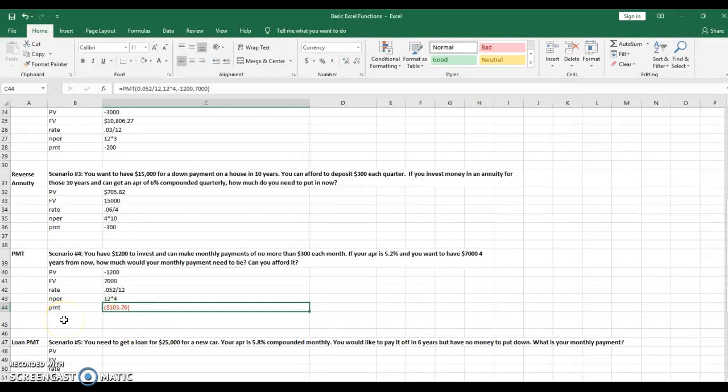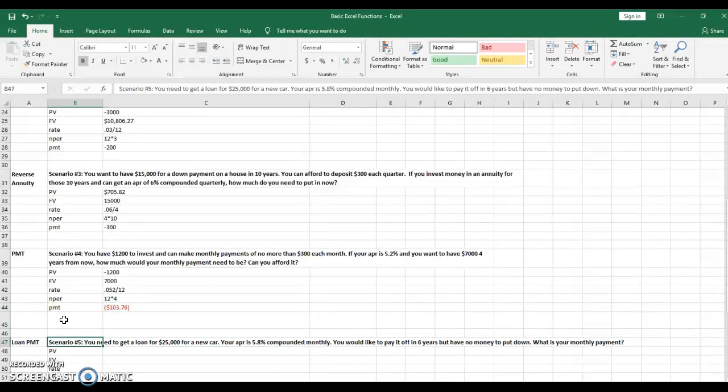Okay, so that's how it comes negative. All right, moving on to scenario 5. This is a loan payment. So we've been talking about saving money. Now we're going to be paying off a loan. How much does my payment need to be?